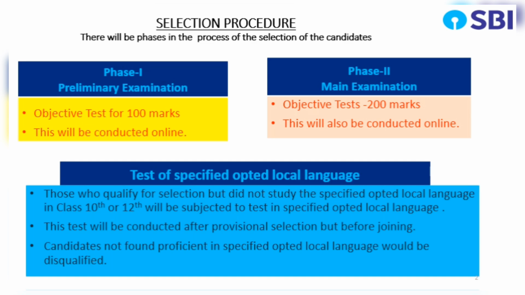Those who qualify for selection but did not study the specified opted local language in class 10th or 12th will be subjected to test in specified opted local language. This test will be conducted after provisional selection but before joining. Candidates not found proficient in specified opted local language would be disqualified.